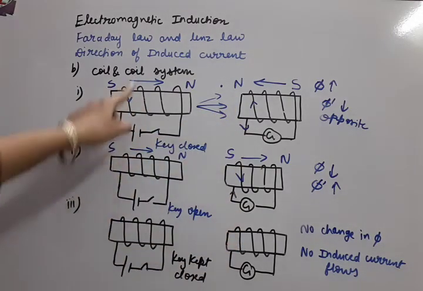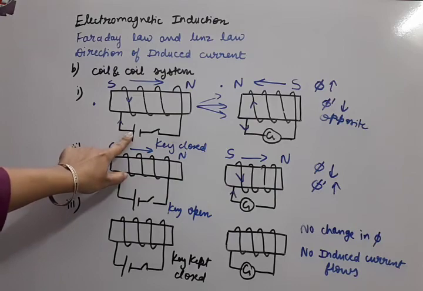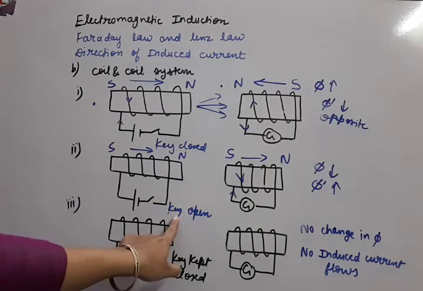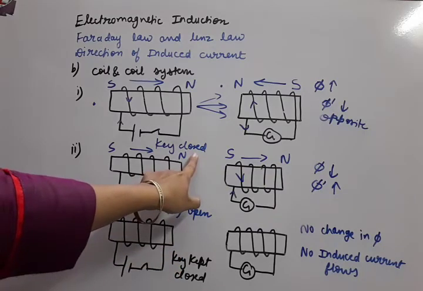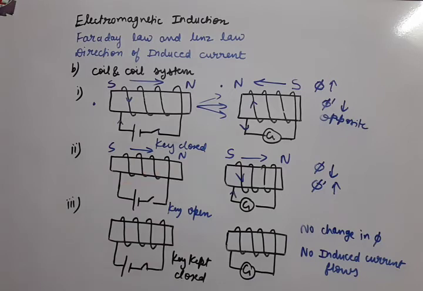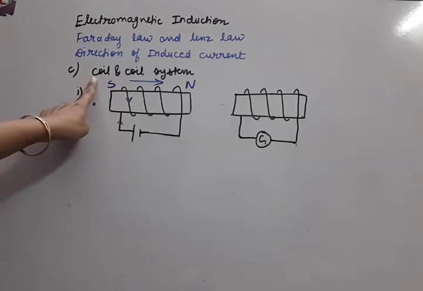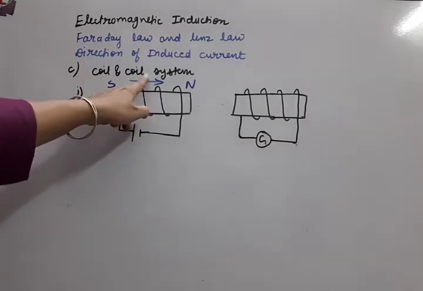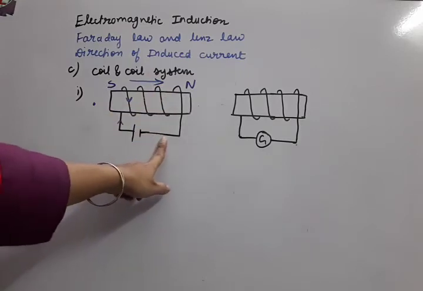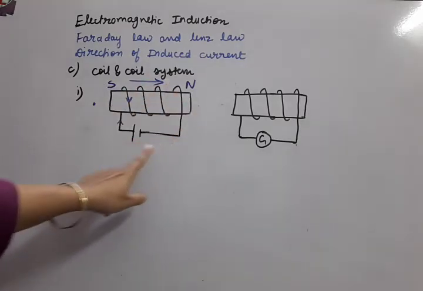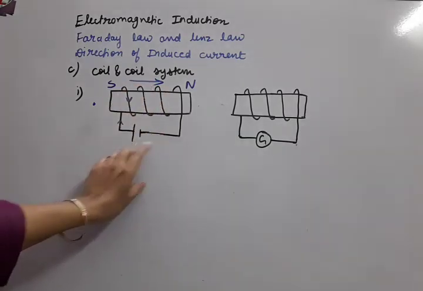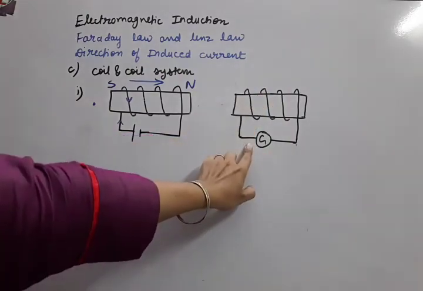So here the poles always depend upon the battery position, and here the poles depend upon the case, that key open case is there or key closed case is there. Okay, note down. Let us see this third case. You can notice that I have again written coil and coil system, but you can see that I have removed the key from here. Suppose in the primary coil there is no key. So this is primary coil with battery, this is secondary coil without battery.